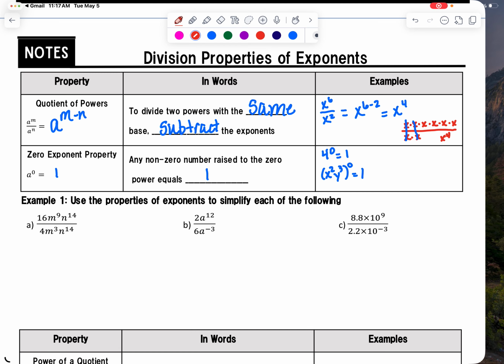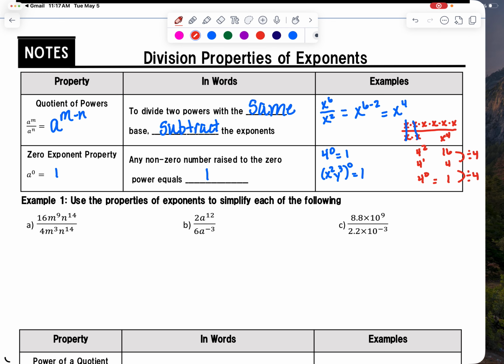Now, let me try to explain why this works to you. Let's say you had 4 to the 2 power. That would give us a value of 16. What if you had 4 to the 1 power? That would be 4. So notice the pattern here. To get from 16 to 4, I would simply divide by 4. So if I had 4 to the 0, that means I would divide by 4 again. And 4 divided by 4 is 1. So 4 to the 0 power is equal to 1.